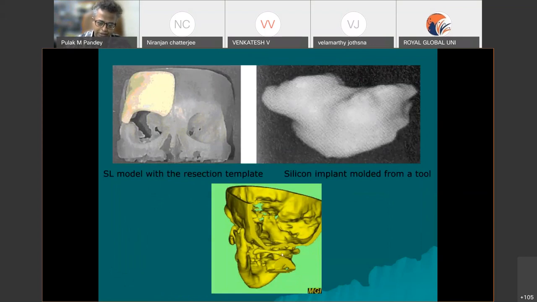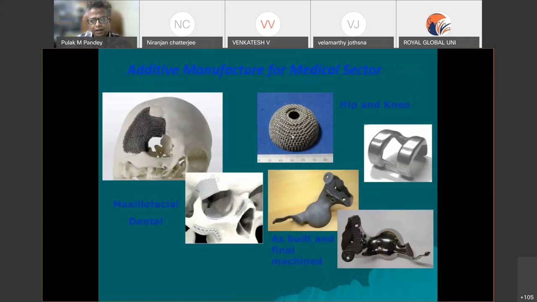And this is, again, you can see a model. Then these are medical sector, this is a hip and knee implant, correct? So this hip implant and this maxillofacial implant have been made by a process called EBAM, electron beam additive manufacturing. And these three components which you're observing here have been made by selective laser melting kind of processes. And this particular implant has been fabricated and finished, because when you do it by SLM, you get this kind of surface. But if you want a very smooth and finished surface, you have to use some abrasive flow finishing kind of processes.